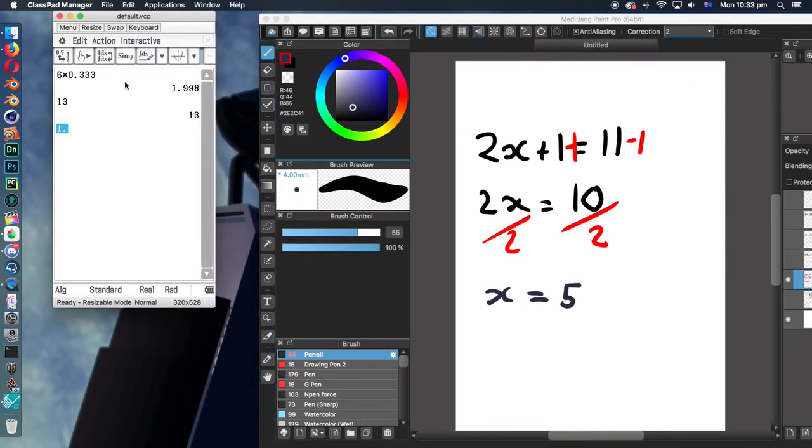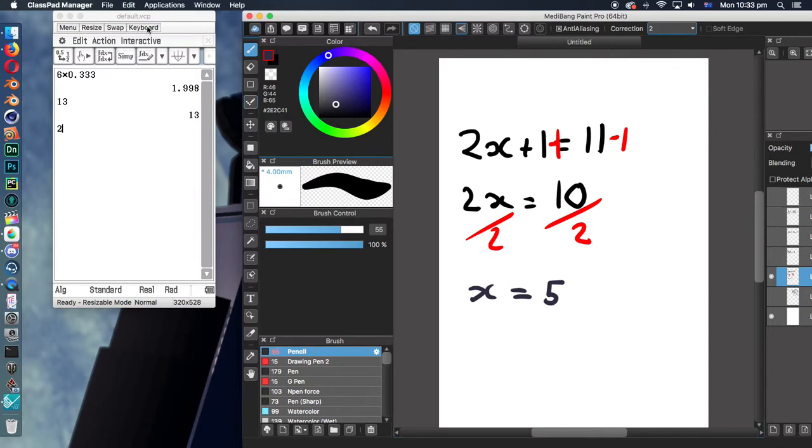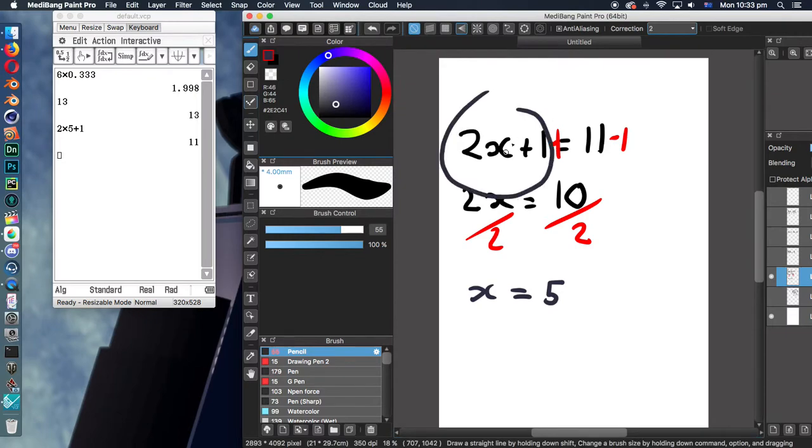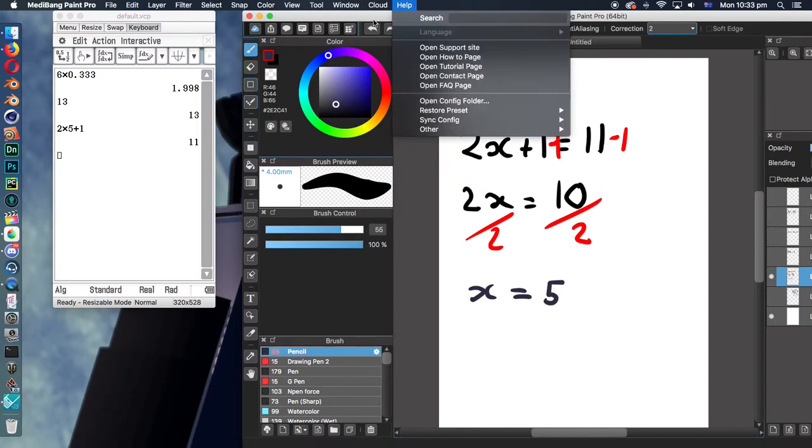And to prove that, we can substitute it. I'm going to just do it for once. If I put all this into the formula, it should equal 11, that's what the equation says. So 2 times 5, that's what x equals, remember we're substituting, plus 1 should equal 11. Yes, it does. So now we have found x. That's a good way you can check.